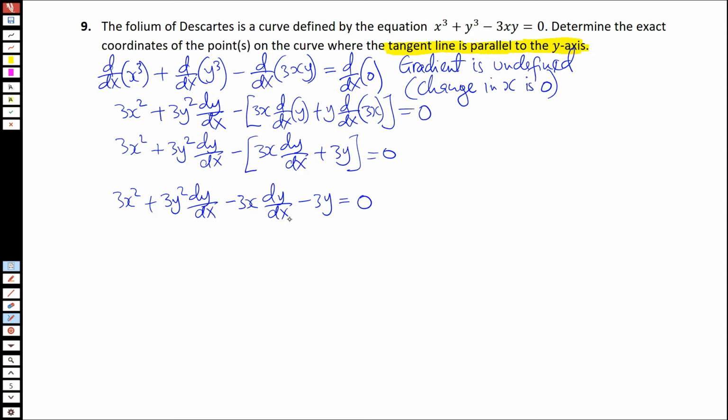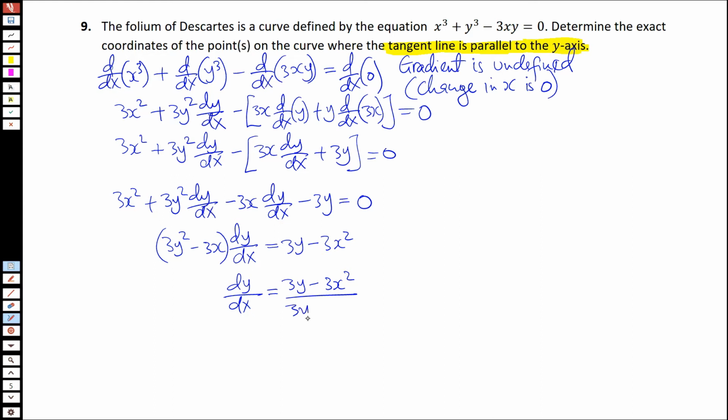Now, if we group this together, we'll have (3y squared minus 3x) dy over dx equal to 3y minus 3x squared, which implies that dy over dx will be equal to (3y minus 3x squared) over (3y squared minus 3x). And basically, that is the gradient function.